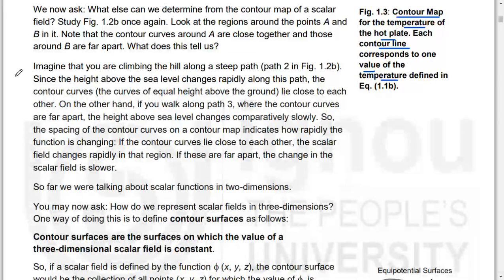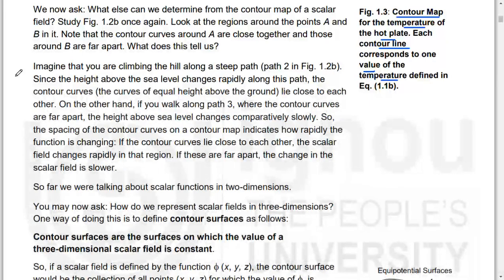Imagine that you are climbing the hill along a steep path, path 2 in figure B. The height above sea level changes rapidly along this path, so the contour curves, the curves of equal height above the ground, lie close to each other. On the other hand, if you walk along path 3, where the contour curves are far apart, the height above sea level changes comparatively slowly.